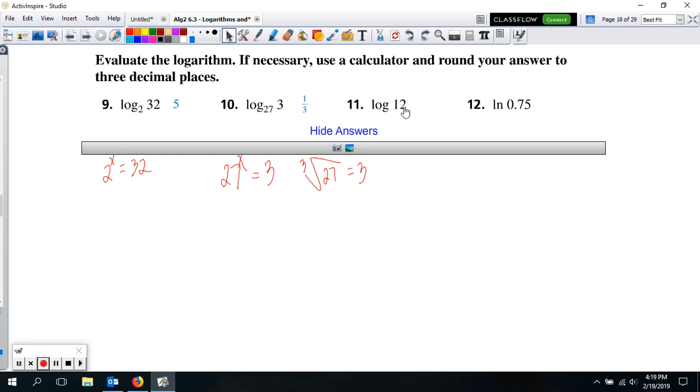And now for these two, 11 and 12, remember, you're writing these down. So you're writing log 12 down on page 166. That would be the common log. So we want to grab our calculator again.